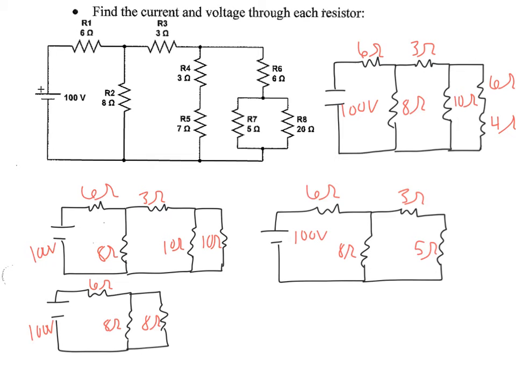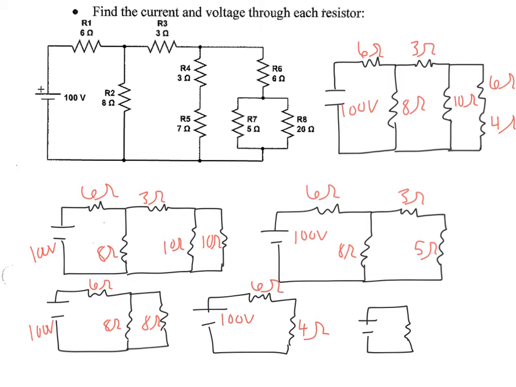Combining these two, which are in parallel, one eighth plus 1/8, inverse of that, 4 ohms, 6 ohms, 100 volts, and then my last one, we have a simple circuit. 6 plus 4 is 10 ohms and 100 volts. Yes, it should take this many steps because you want to make sure. This will be easier working backwards the more times you do this.